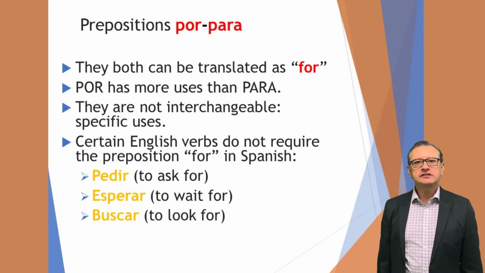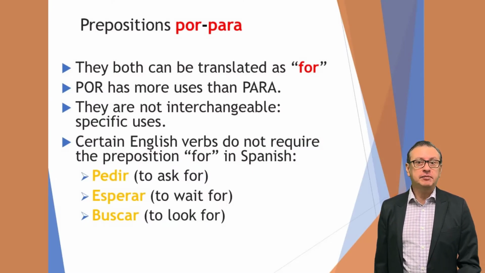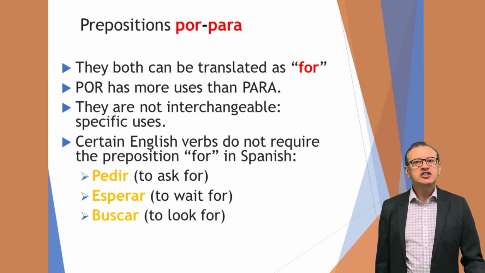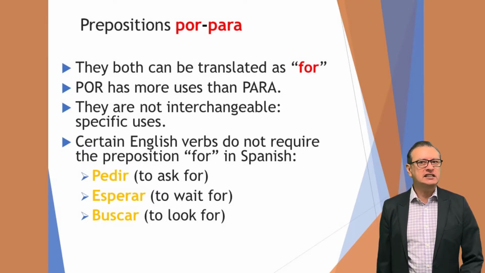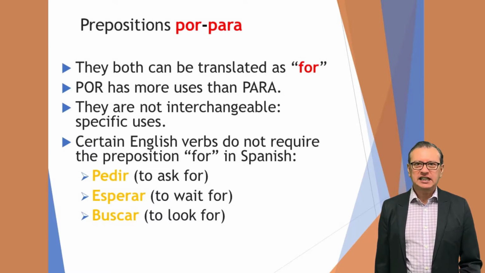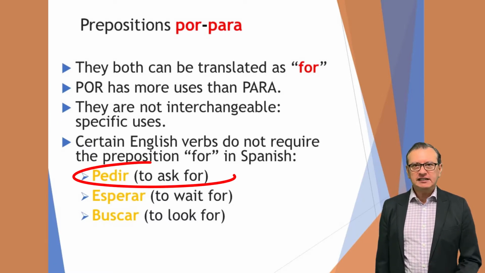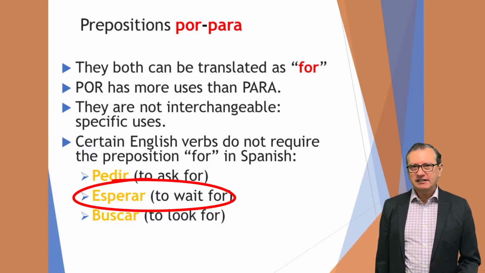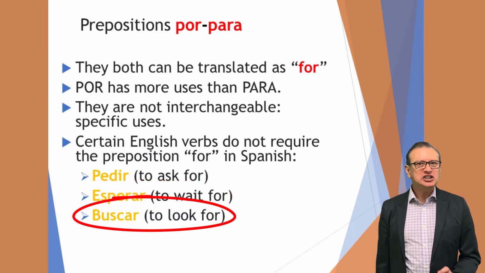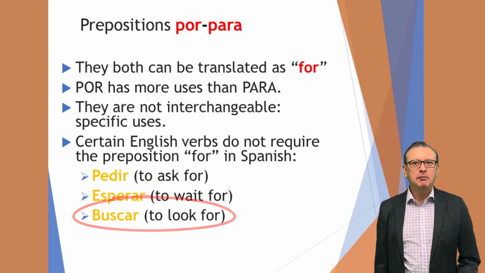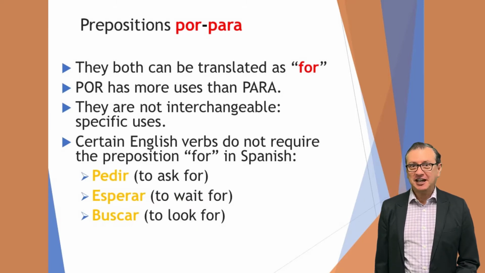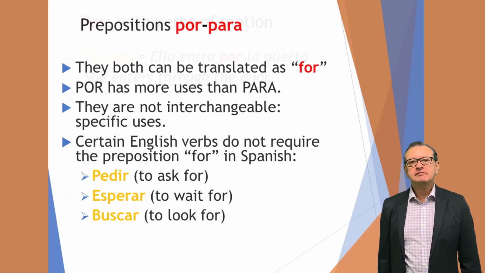In English, you have certain verbs that immediately have a preposition for attached to them, prepositional verbs. There are three main verbs in Spanish that do not translate with the for: pedir, esperar, and buscar. So make sure that you do not add por in Spanish. Okay? Let's take a look.